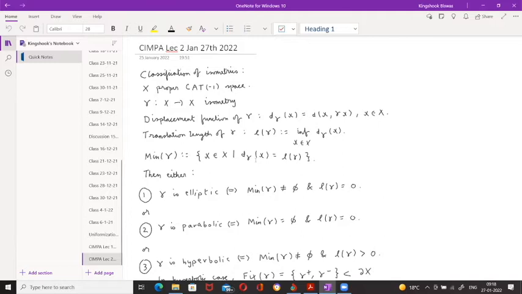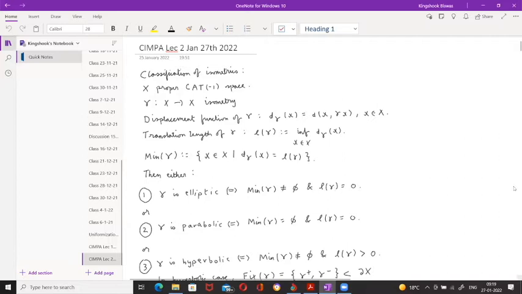Okay. So then the classification of isometries, you can give in terms of these quantities, this translation length and this Min(gamma). Actually, it corresponds to the following. So gamma is elliptic if and only if Min(gamma) is non-empty and L(gamma) is zero. Is this clear? Because this is if and only if gamma has a fixed point in the space. Then the displacement of that point will be zero. So that will become the infimum, and the infimum will be attained at that fixed point. Okay. So the elliptic case corresponds to the case where Min(gamma) is non-empty and the translation length of gamma is zero.